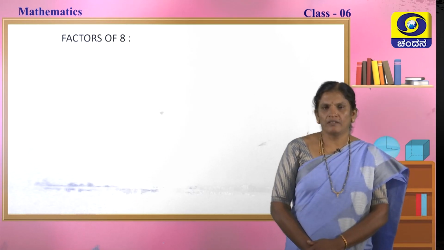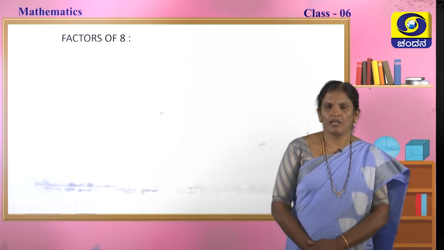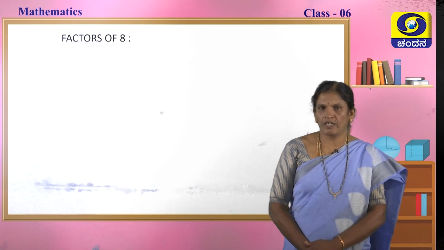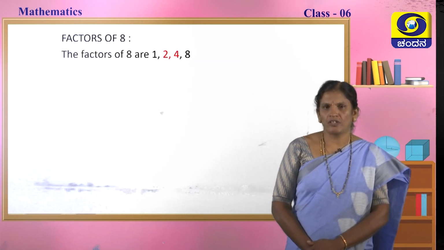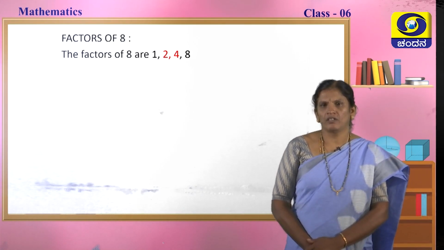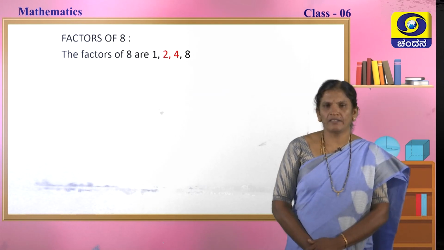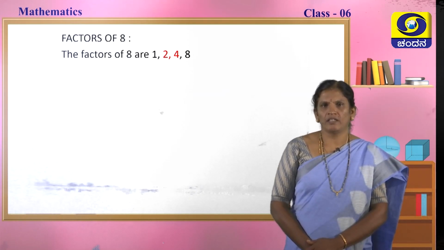Now, children, find the factors of 8. Take out your notebook, find the factors of 8. Have you found out the factors of 8? Factors of 8 are 1, 2, 4 and 8. Here 8 is divisible by 1, 2 and 4 completely.